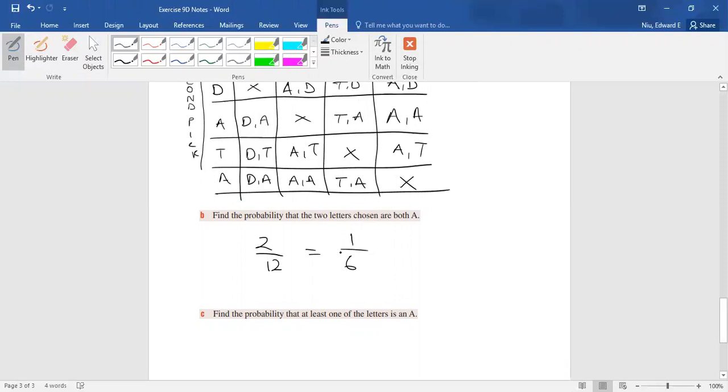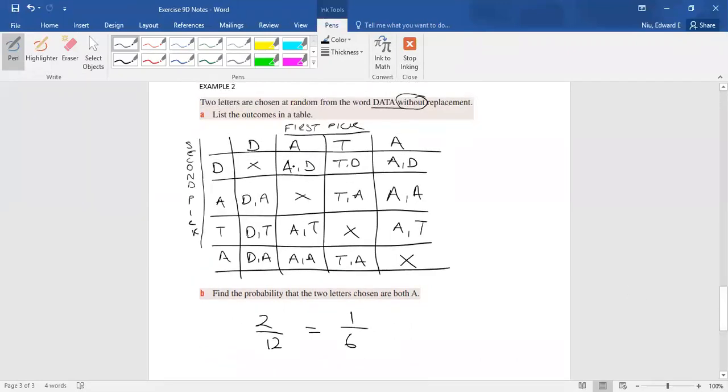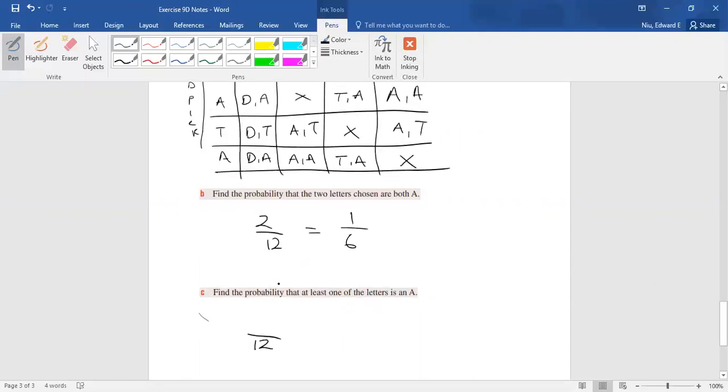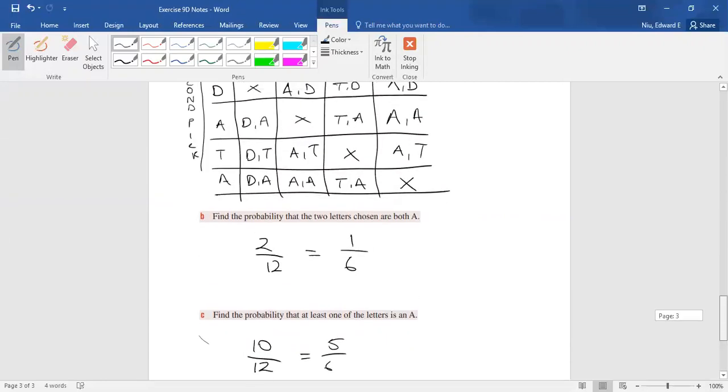C, find the probability that at least one of the letters is an A. Remember we've got 12 outcomes in total. How many have at least an A? Well, you've got 1 here, 2 here, 3, 4, 5, 6, 7, 8, 9, 10. You've got 10 sample spaces out of the 12 possible outcomes. So that means you've got a 5 out of 6 chance, or 10/12. Either will do. And that's literally it.